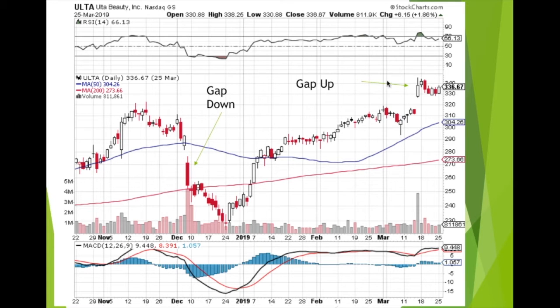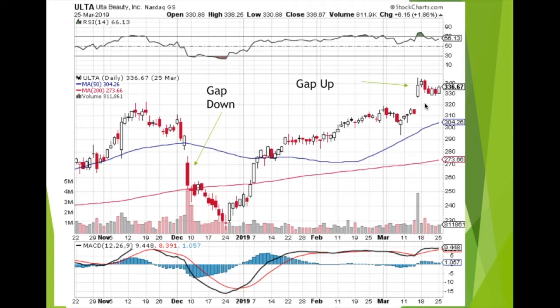That's a gap down. Here's a gap up. Stock closes around, let's say, $311. Next morning it opens at, let's say, 327 or so, and then it goes up here and then it closes here. So that's a gap up. Stock closes here, gaps up to here, and then closes the day here.